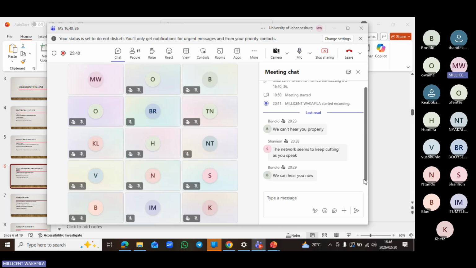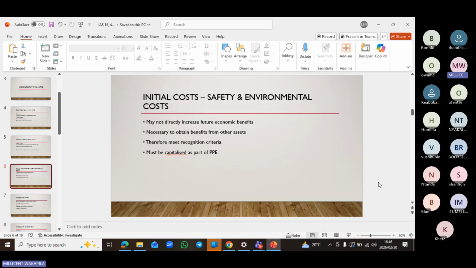I'm just checking the chat box to see if there's a message. Okay, but no message now.